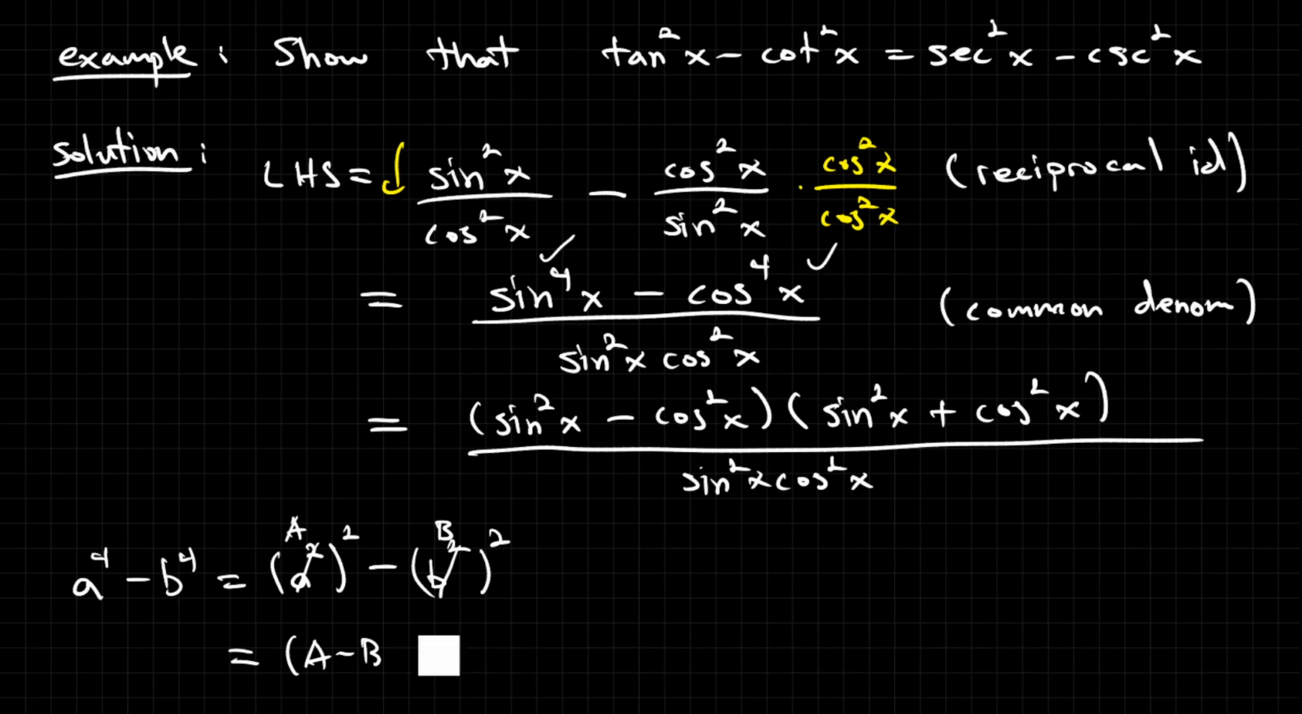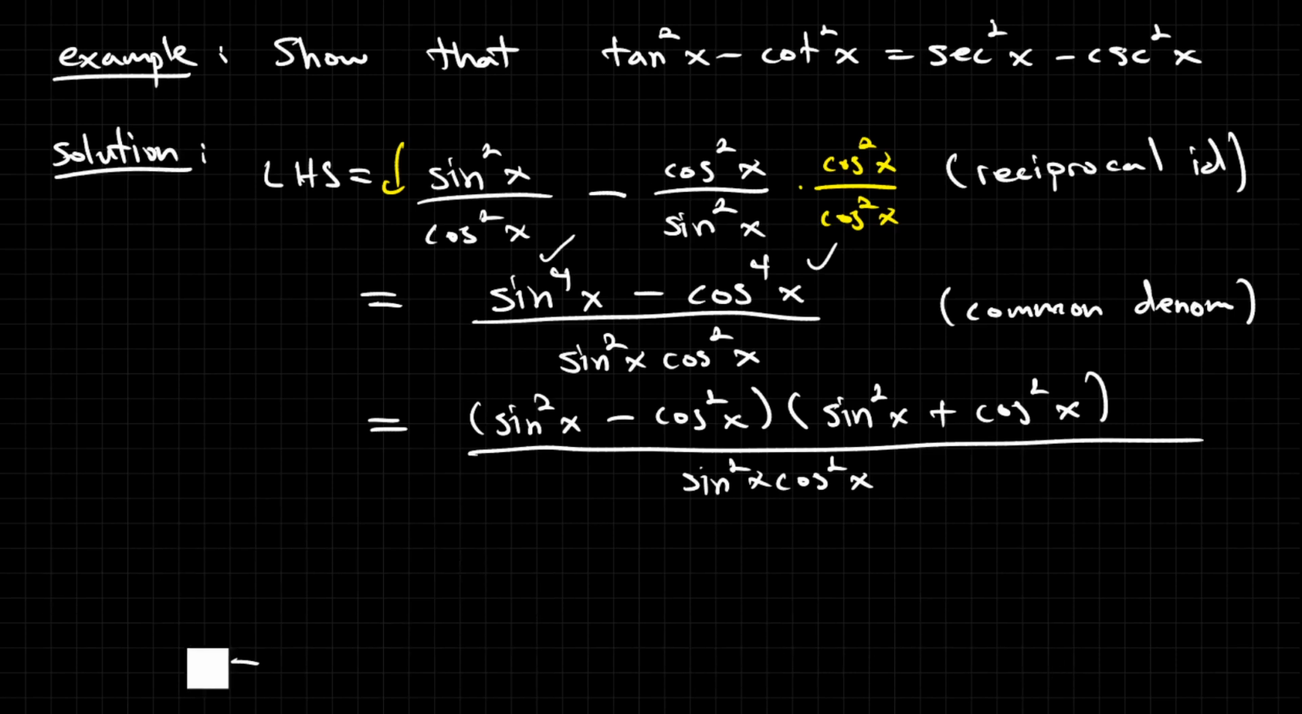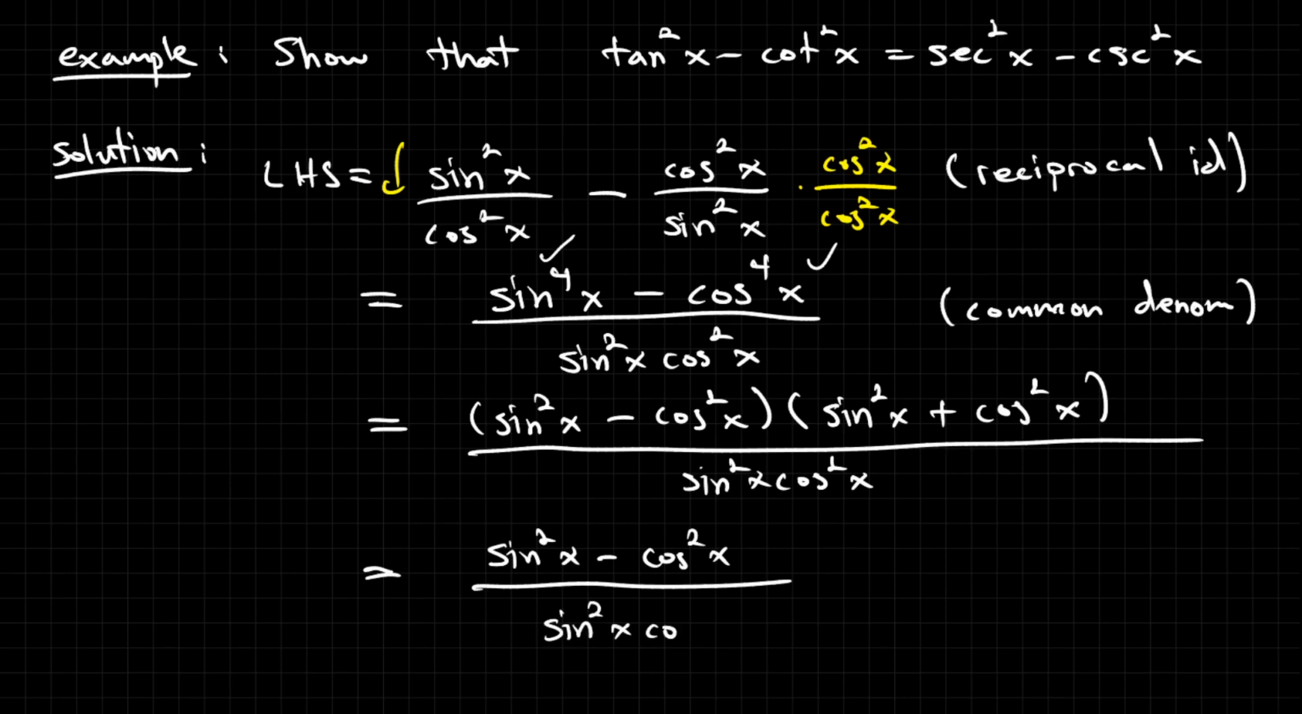Okay, so can I do anything with this? Well, sine squared x plus cosine squared x, that's just 1. So this is sine squared x minus cosine squared x divided by sine squared x cosine squared x. So this is the Pythagorean identity, and this here was factoring. And now what can I do at this point?